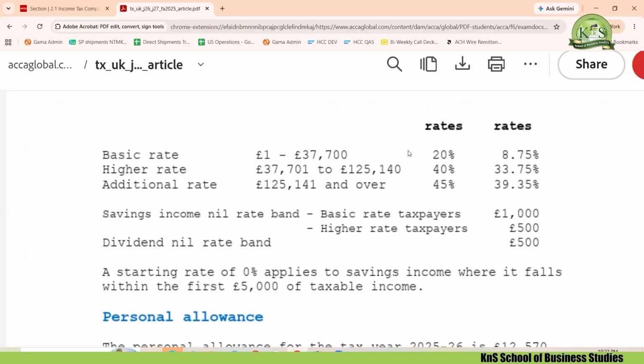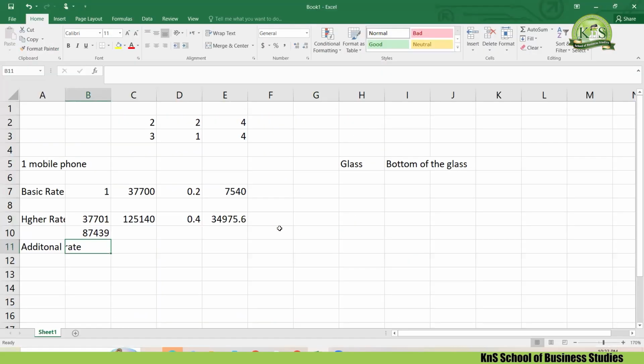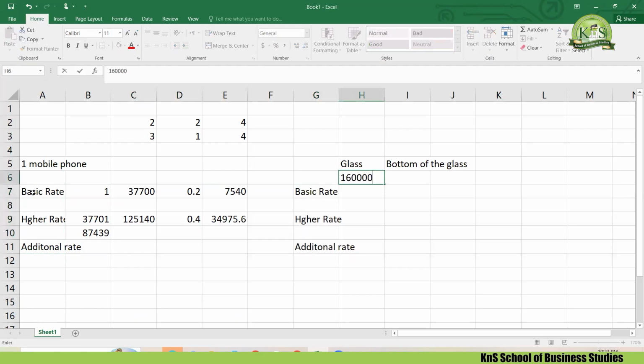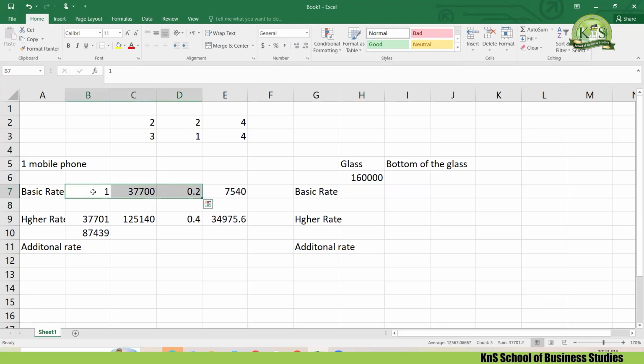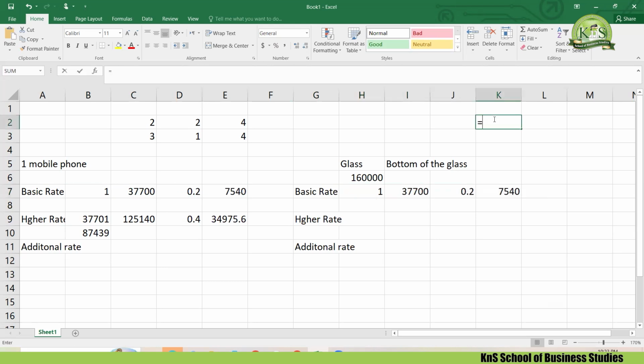Now let's apply this. Here the examiner told you that the income is 160,000. So just take the example of the glass. I'm going to copy this over here. Your income is 160,000 and now you have to tax it. Now listen, what will happen first? My glass is filled up to 37,700. How much space is left in the glass? 160,000 minus that, this income is still remaining to be taxed. Now I want to apply the higher rate. So is my income more than 125,140?